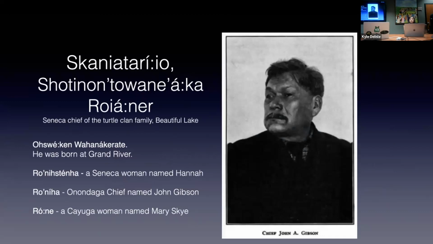John Arthur Gibson held the title Skanyadario. He was a Seneca chief. The Seneca clan family title that he held was Skanyadario. I know a bunch of you know, but does anybody not know what Skanyadario means? It means a beautiful lake. Io, the I-I-O, means beautiful or good. Ganyadara is a lake. Ganyadara Gehgo is the river. Ganyadara is the lake. Skanyadario means a beautiful lake.